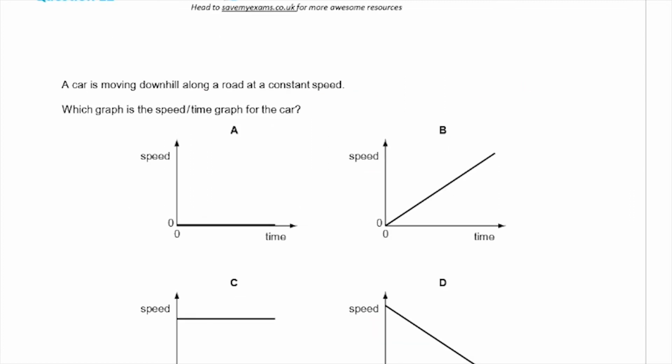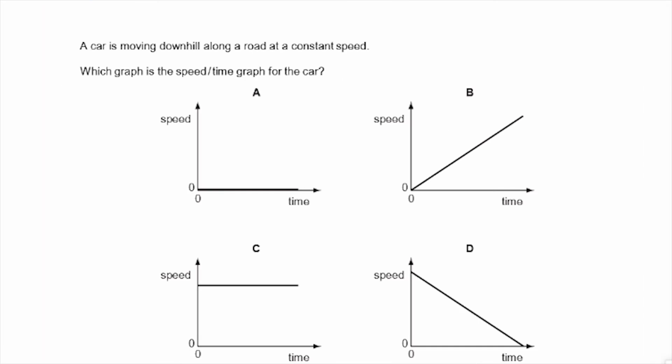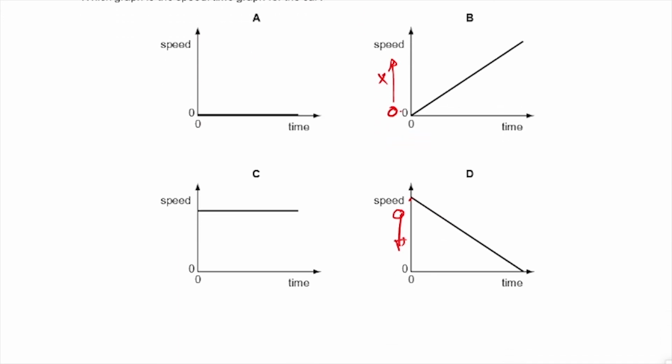Question 12. The car is moving downhill along a road at a constant speed. Which graph is the speed time graph for the car? So if it is moving down at a constant speed, first of all, this graph here shows that speed is increasing from 0 up to a certain level. So this is out. Even here, it shows that speed is starting from here and it is reducing. The question says a car is moving downhill along a road at a constant speed. So B and D are out.